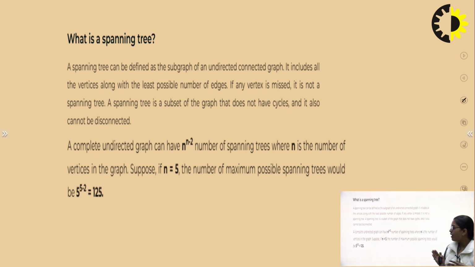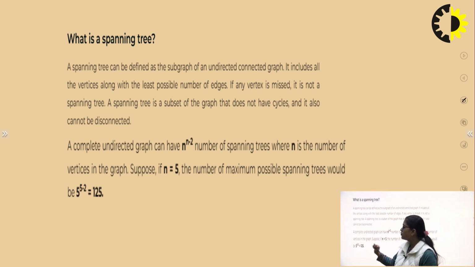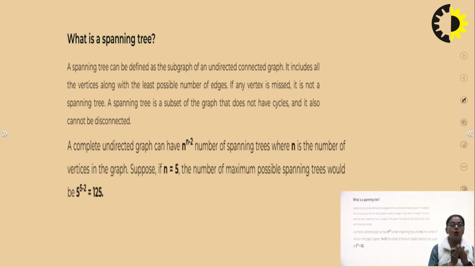Suppose we have n equal to 5, that means we have 5 vertices. According to the formula n to the power n minus 2, we have 5 to the power 5 minus 2, that is 125. That means we have 125 possible spanning trees.